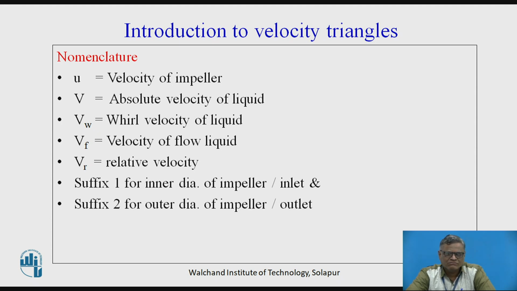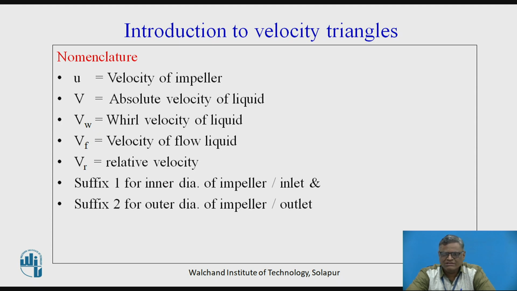Then V is going to be used for the absolute velocity of the liquid. V suffix W we are going to use for the whirl velocity of the liquid, so it is the tangential component of the absolute velocity. Then Vf is the velocity of flow of the liquid, so it is the radial component of the absolute velocity. So the whirl component is the tangential component of the absolute velocity, and Vf, the velocity of flow, is the radial component of the absolute velocity.